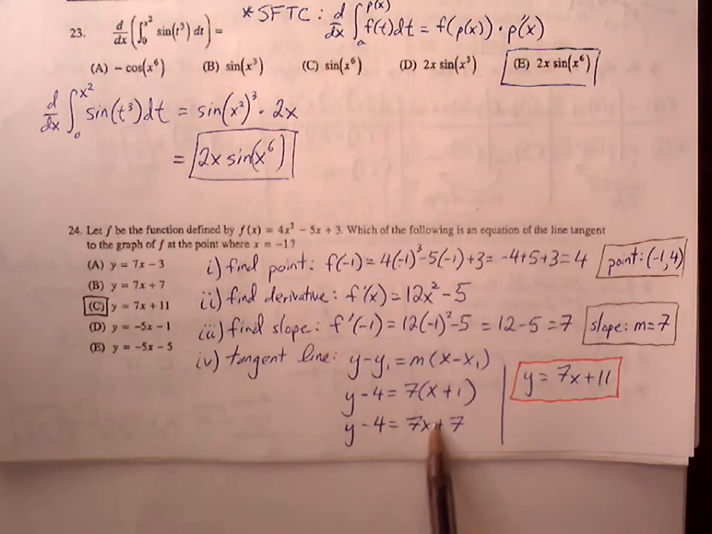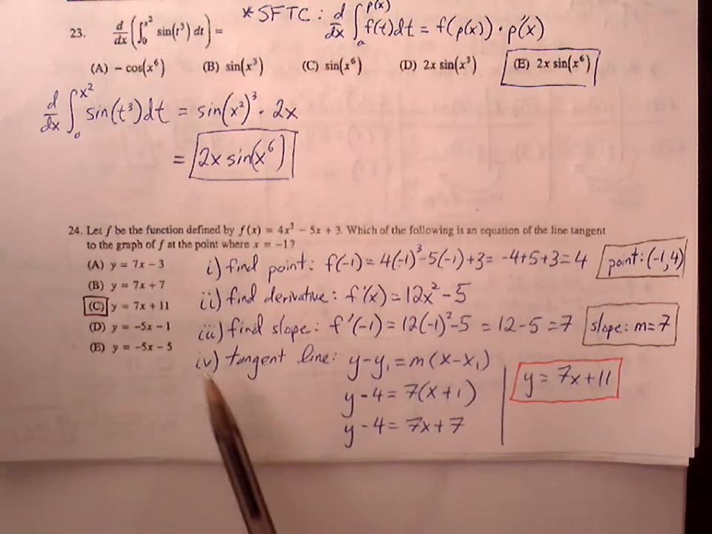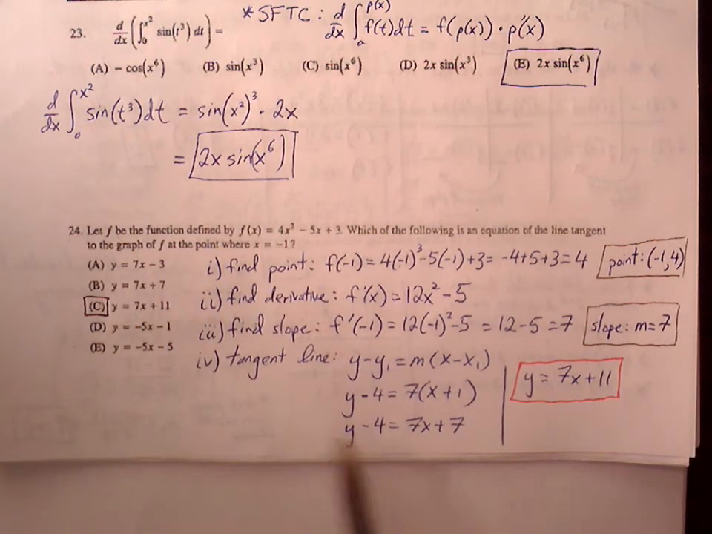Distribute the 7 through, combine like terms just to make it match one of our answer choices. So we get y is equal to 7x plus 11.